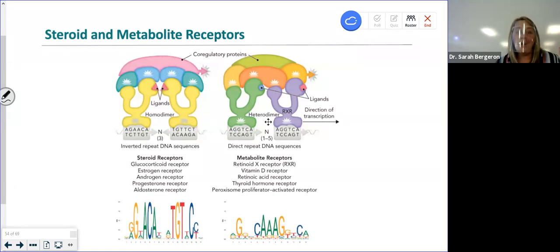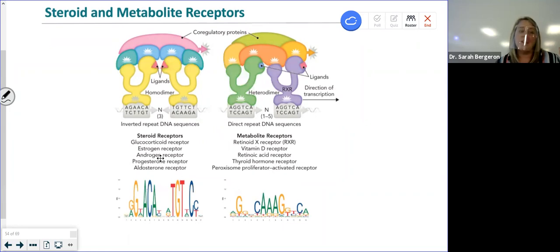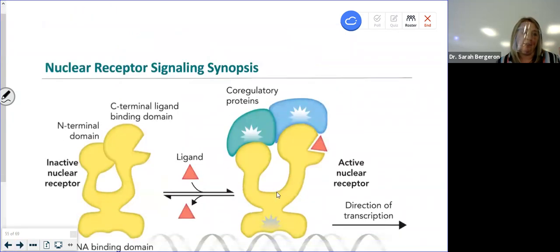Okay, so now look at a homodimer. I'm sorry, a heterodimer. Heterodimers are usually going to bind to the same DNA sequence, but recruit different co-regulatory proteins. So we have exactly the same sequence that one will bind that the other binds. And so you can look at the different ones, and typically the steroid receptors tend to be these homodimers, whereas metabolite receptors tend to be heterodimers. So, and you don't have to know the consensus sequence. You don't have to know that.